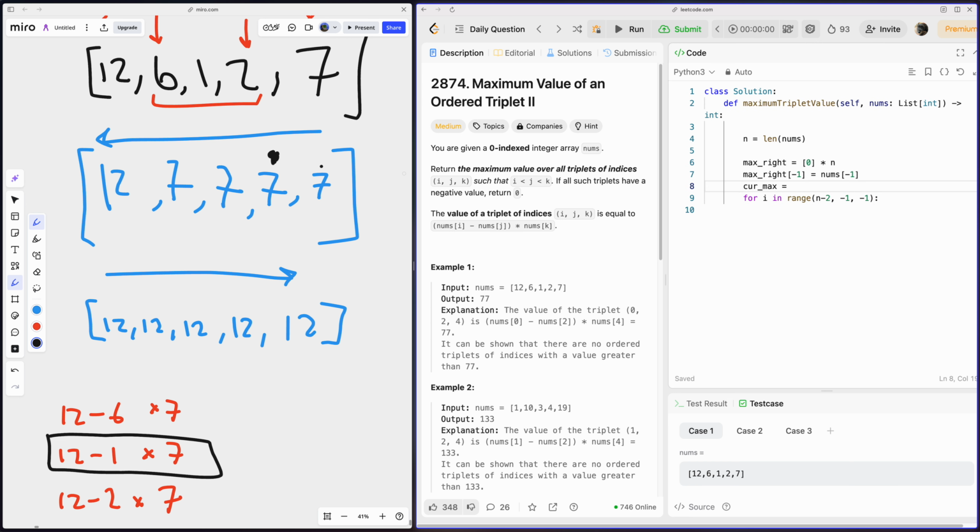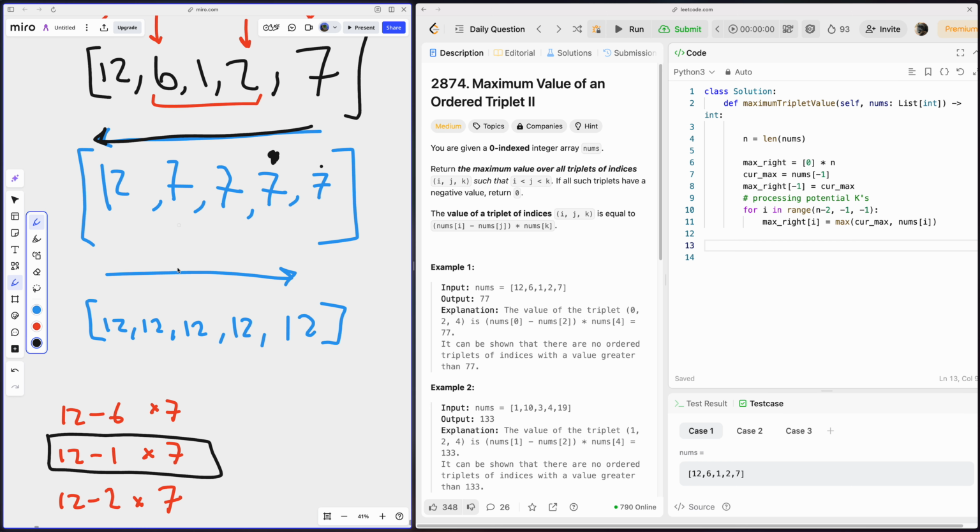And then cur max is equal to nums at -1. And then we could just set max right to be the cur max like this. Okay, so then we say max right at i is equal to the max of the cur max or nums at i. And we just keep working down. Yeah, that sounds good. So that is processing the potential case, right? I don't know if that makes sense, but that's processing the potential case.